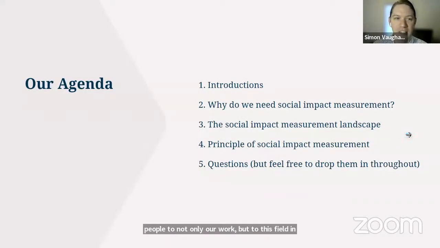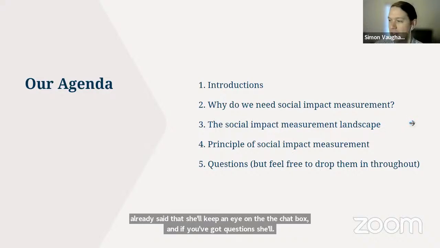So we're going to start. This is what we're going through today. The introductions is really just for me to talk a little bit about who I am and Huber Social and why we have something to say on this topic. We're then going to talk about the social impact measurement landscape, and then some principles for social impact measurements. So we'll get to what we mean by that in a second. And then questions at the end, but obviously feel free to drop them in throughout. And Georgia has already said that she'll keep an eye on the chat box, and if you've got questions, she'll feed them through to me as she thinks appropriate. So let's jump in.